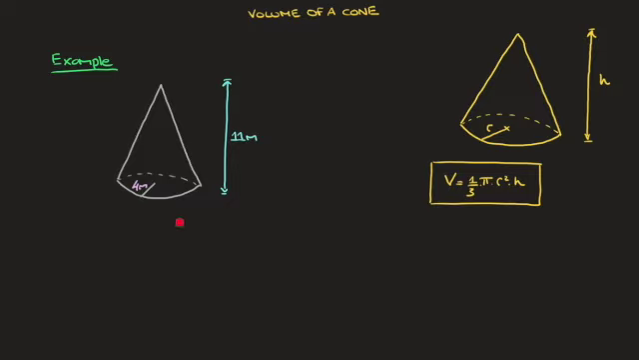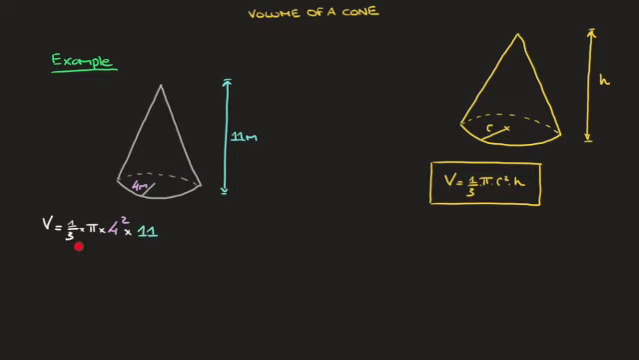There we go. To calculate this cone's volume, we use our formula replacing the radius r by 4 and the height h by 11. And so we write V for volume equals 1/3 times pi times the radius squared. And since the radius is 4 meters, I write 4 squared times the cone's height, which is 11 meters. And so I write 11 here.